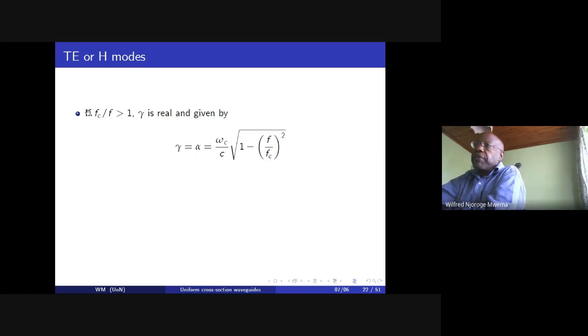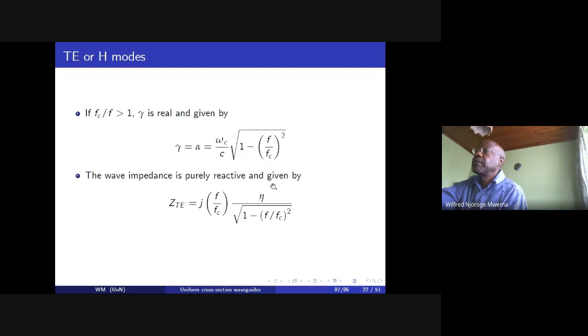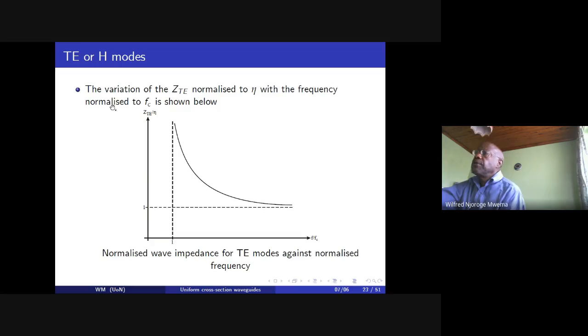So f_c/f greater than unity means that gamma is also real, and we'll get a value of that nature, just like before. And the wave impedance is going to be purely imaginary, reactive, and it will be given by η over the square root of 1 minus (f/f_c) squared there.